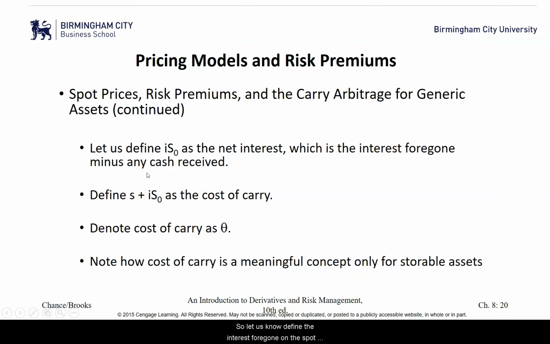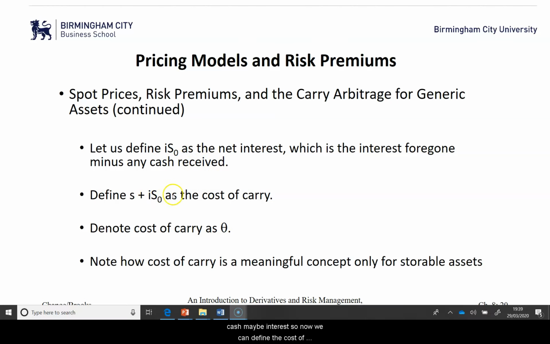So let us now define the interest foregone on the spot price as the net interest, because we saw that some assets have interim cash flows, like stocks have dividends and bonds have interest. So this now represents net interest or net cash flow on the underlying. This is equal to the interest foregone minus any cash received. That cash may be dividend, that cash may be interest.